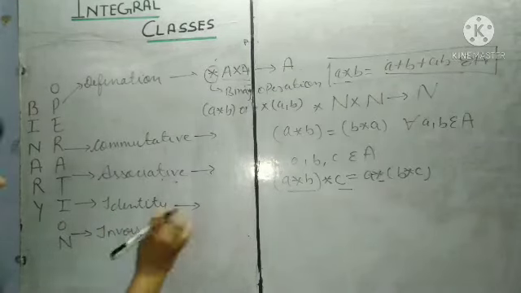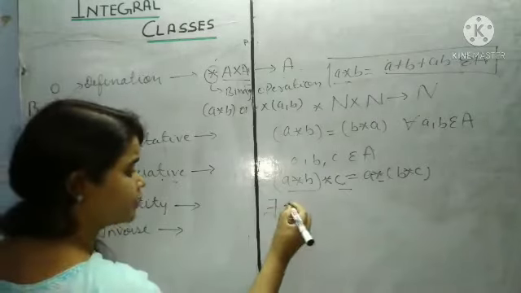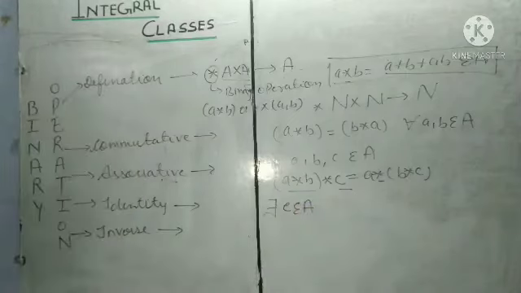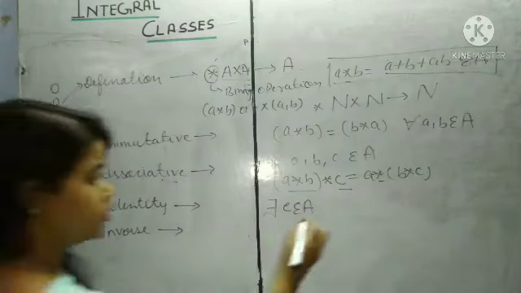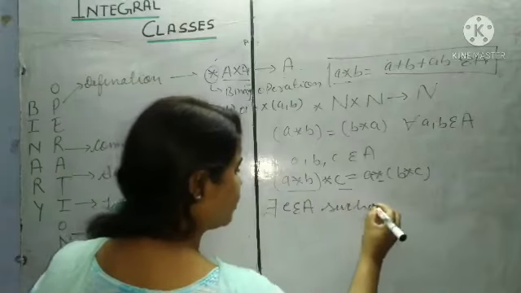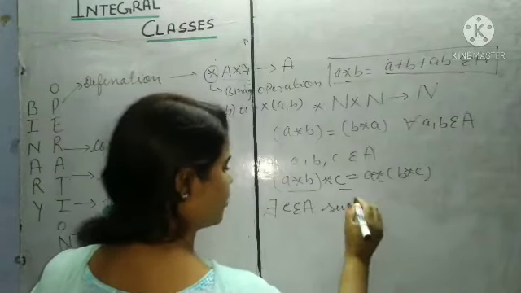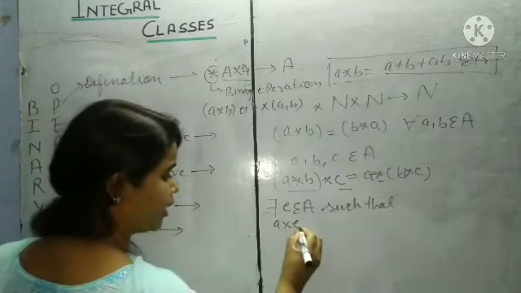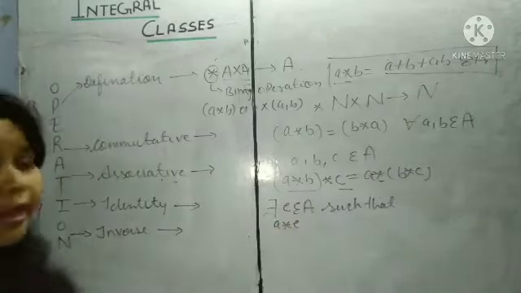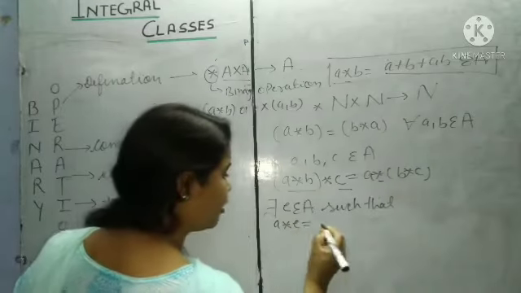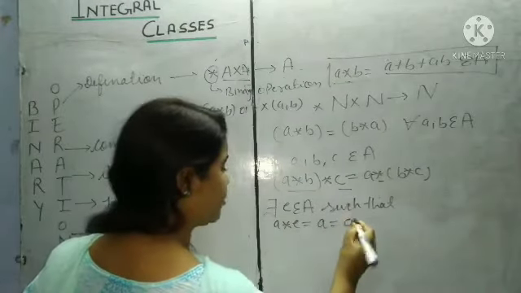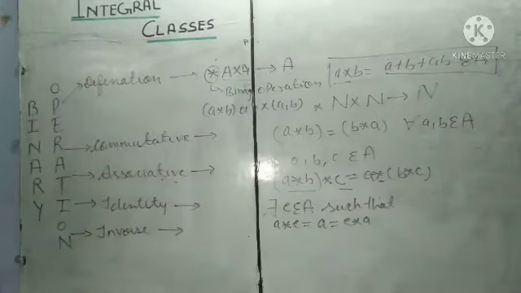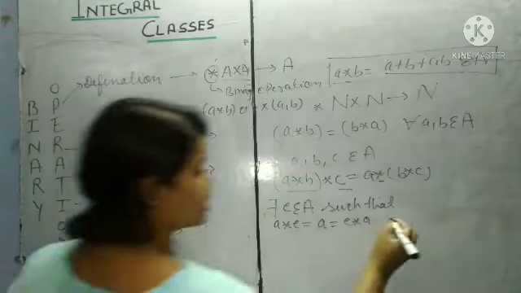Now for identity, there exists an element E which belongs to A such that if we apply the binary operation with its identity element, then we get the same element. It is called identity.